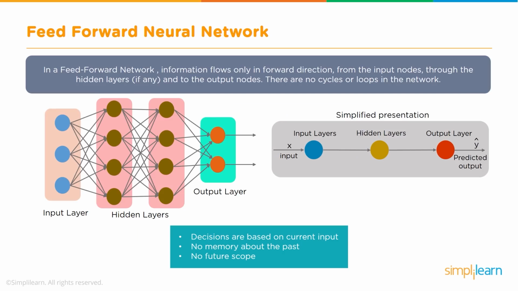So we talk about a feed-forward neural network. In a feed-forward neural network, information flows only in the forward direction, from the input nodes through the hidden layers, if any, and to the output nodes. There are no cycles or loops in the network. And so you can see here we have our input layer. I was talking about how it just goes straight forward into the hidden layers, so each one of those connects and then connects to the next hidden layer, connects to the output layer.